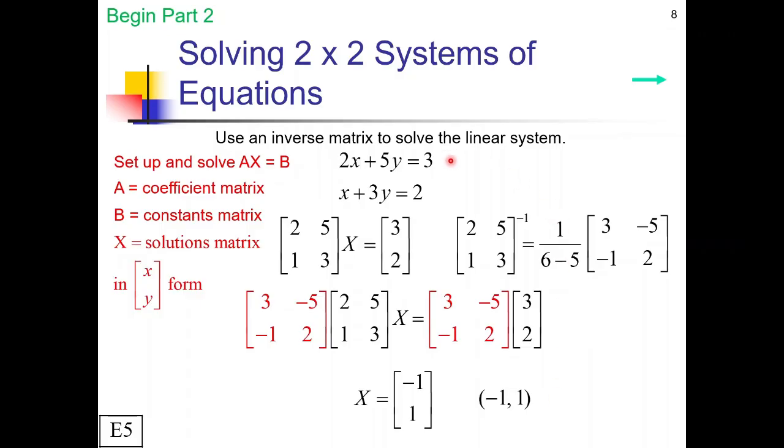And if we want to double check to make sure that works, 2 times -1 is -2, plus 5 times 1 is going to be 3. Yep. And then -1 plus 3 times 1 also equals 2.